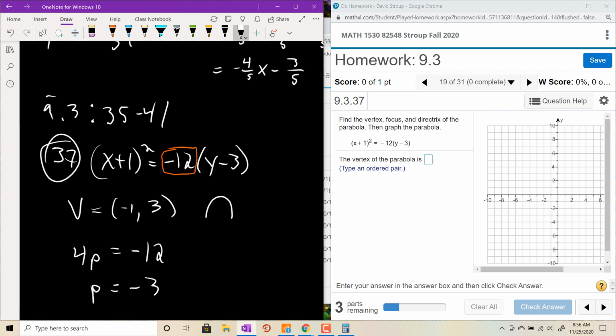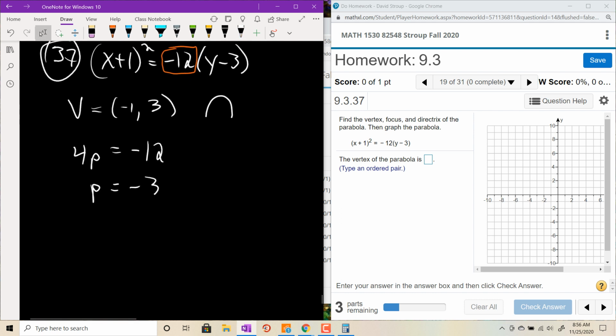And then we can go ahead and get the focus. So to get to the focus, you need to move from the vertex downwards 3. So the focus will be negative 1, and you're moving on the y-axis, the up and down direction, by 3. So you're moving down 3. So it'll be at F of negative 1 comma 0.